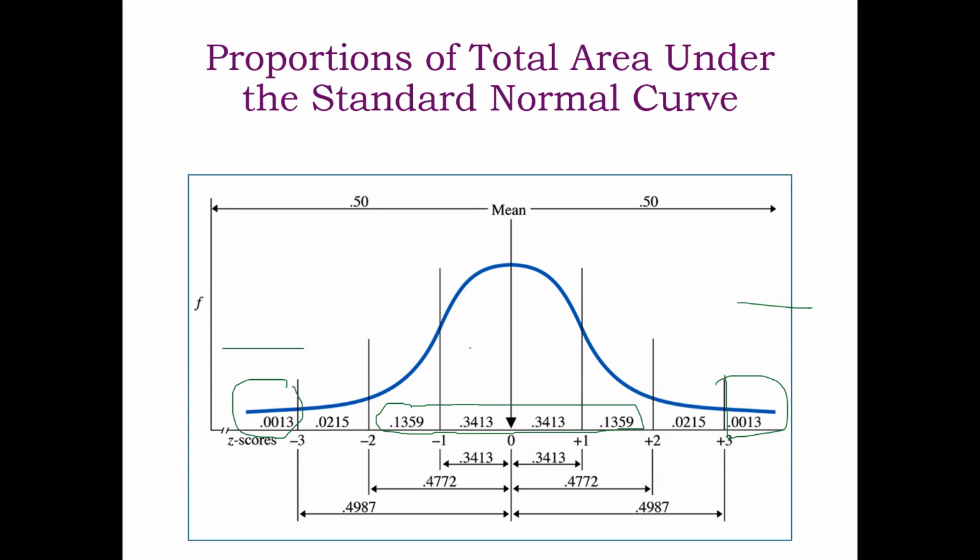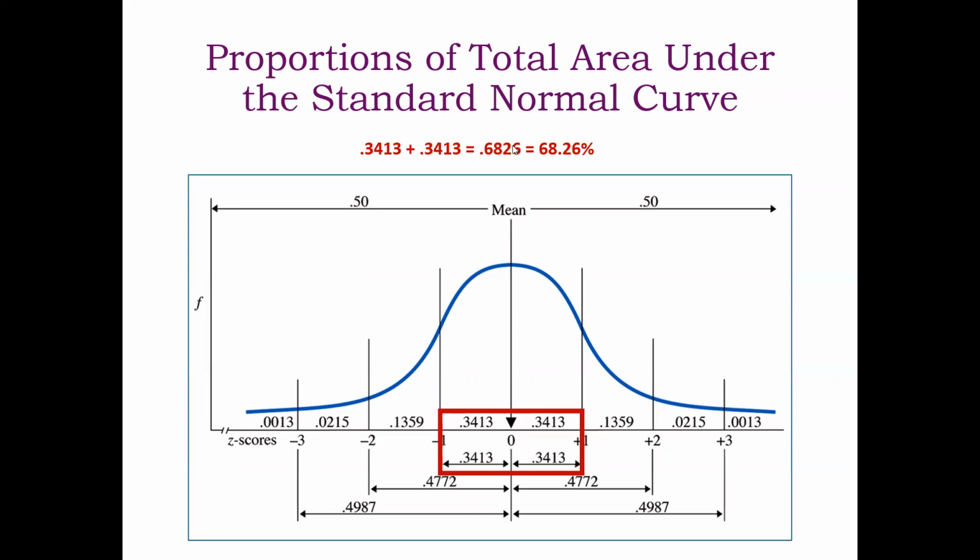So for example, 0.3413 is the proportion of the scores between 0 and 1 standard deviation above the mean, and 0.3413 is the proportion of the scores between 0 and 1 standard deviation below the mean. So that total proportion is 0.6826, or 68.26% of all scores lie within 1 standard deviation of the mean in a normal distribution.